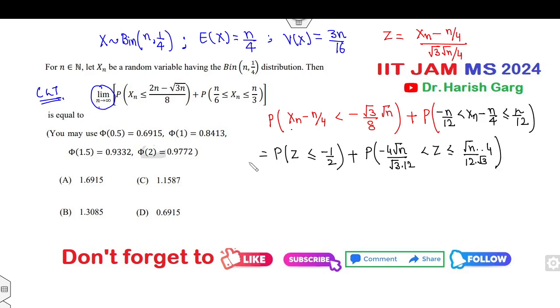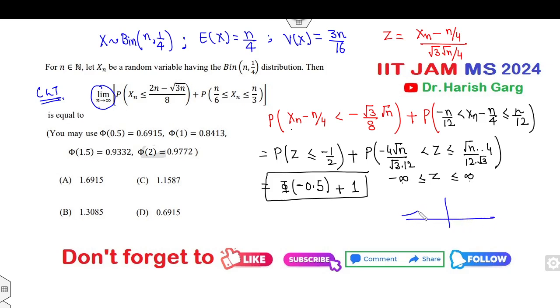Now once you take n approaching infinity, this number is minus 0.5. This number is minus infinity. This number is plus infinity. What is the limit from minus infinity to plus infinity? The answer is 1. And that is the answer of this problem. But in this case, you have to find the exact answer. Now you can see, if you look at this graph, this is minus 0.5, which is the same as plus.